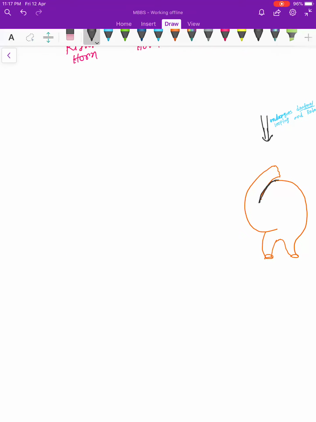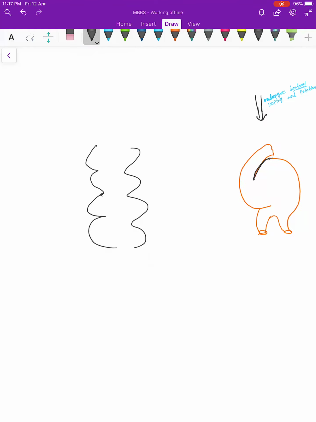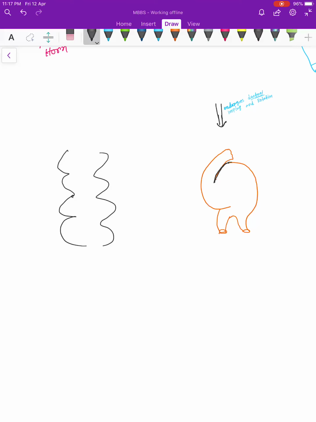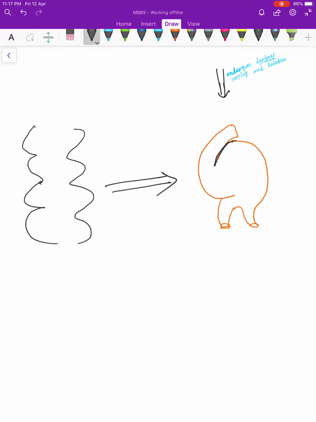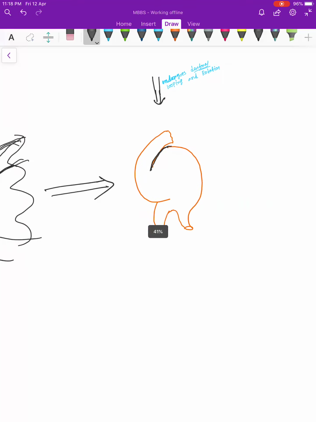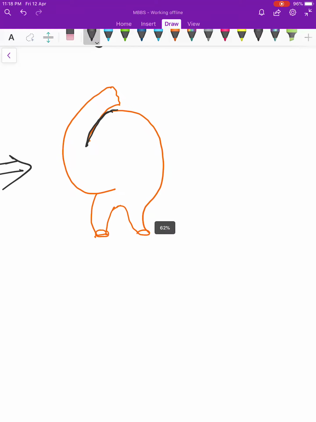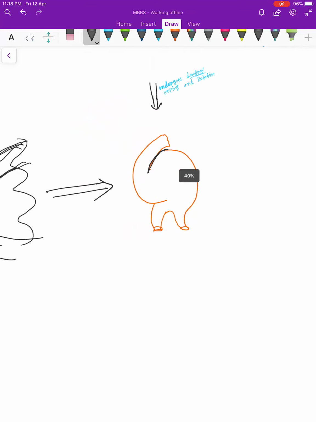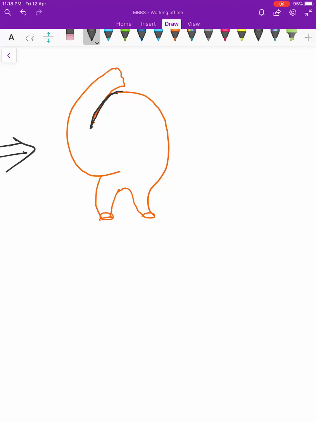Let's take, this is the heart tube. Okay, then if you rotate this dextrally and start looping, then it will look like this. Now if you dextrally, then it will be like this. If you rotate and loop, it will form like this. Okay, so same thing is occurring here. It's looping and rotating dextrally.